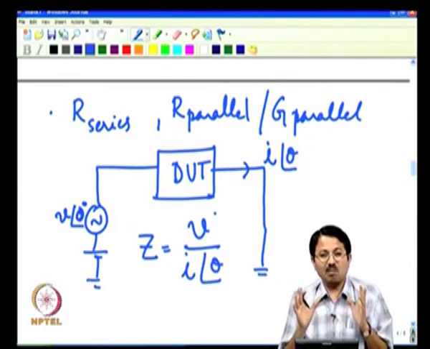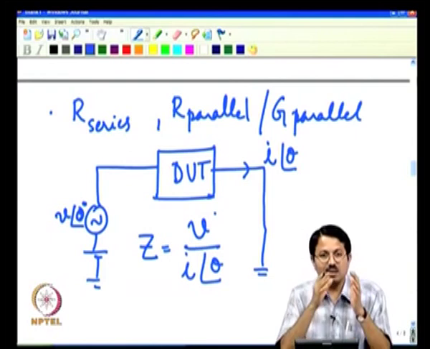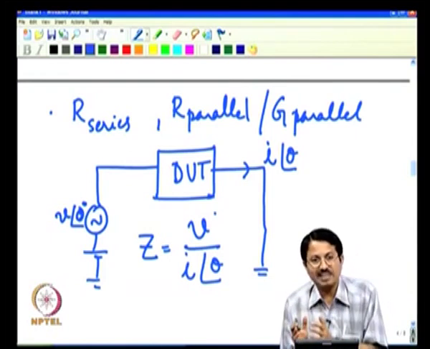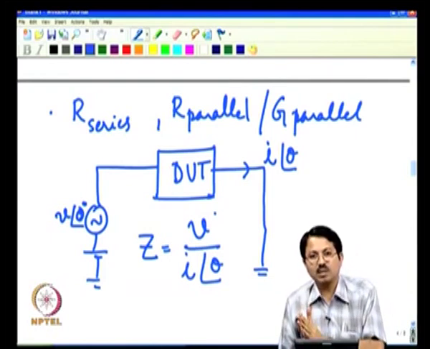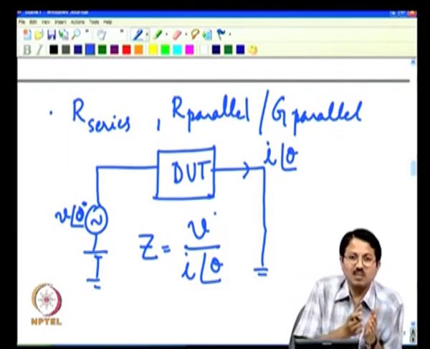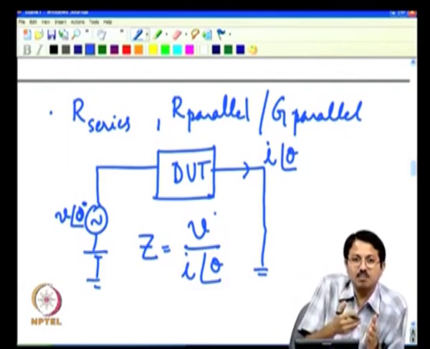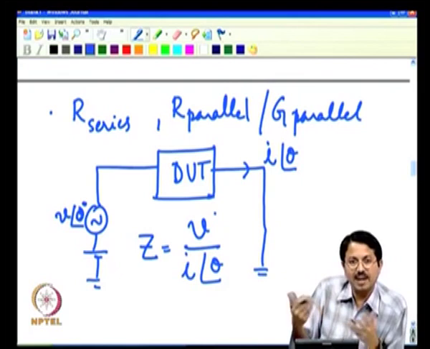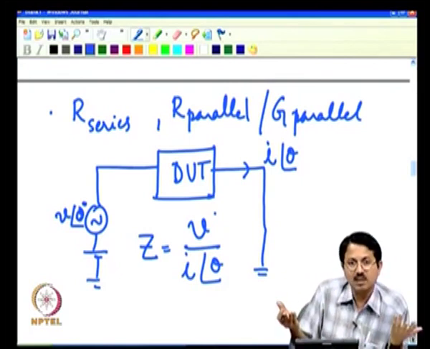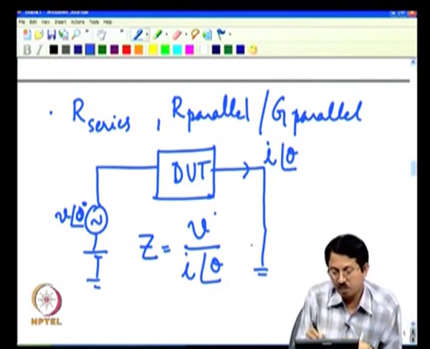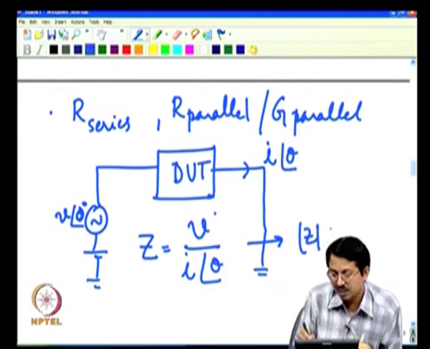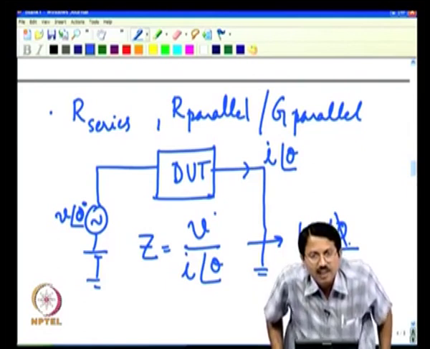All that the equipment is doing is measuring this current phasor coming out at the output. It knows what voltage phasor it has applied, and takes the impedance as V divided by I angle theta. This is the impedance that you get, which is essentially mod Z and angle phi. Let us say it has a certain angle and a certain magnitude.